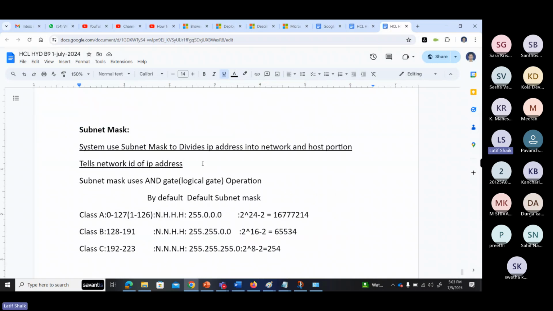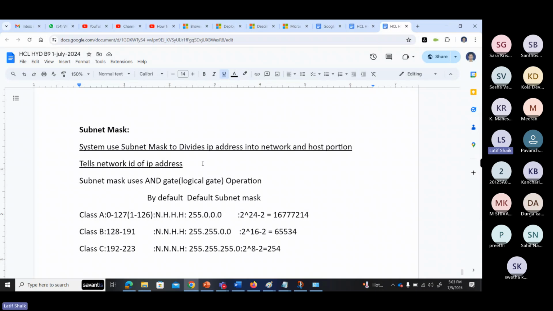Guys, as I said, if both sides' network is same, both systems are in the same network, they will communicate with each other. But how will it understand both systems are in the same network or not? By the network ID. How will the system get the network ID? It uses the subnet mask. System uses subnet mask to divide an IP address into network and host portions, and it tells the network ID of the IP address. If both systems' network ID is same, they will communicate with each other.